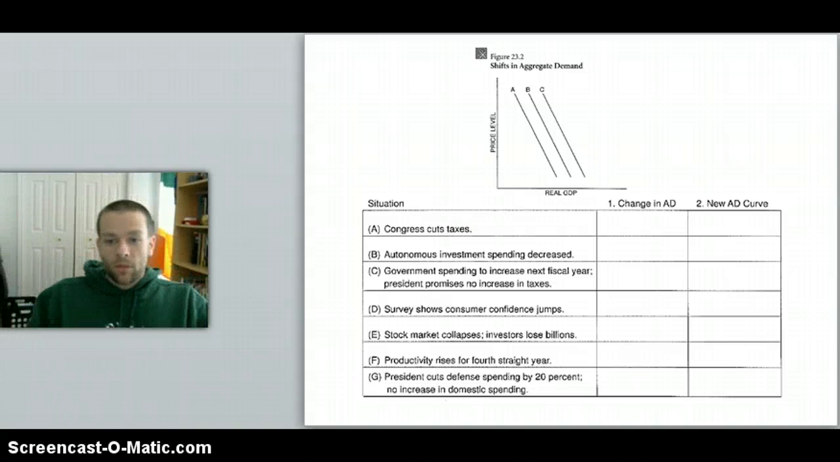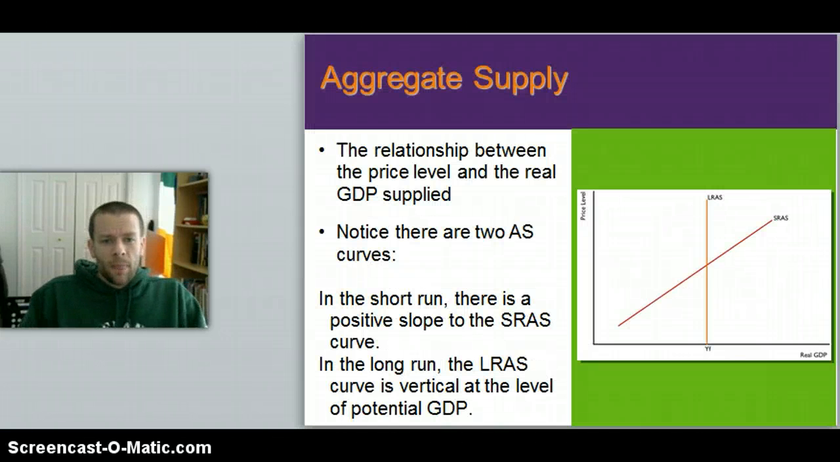All right, so hopefully that was some good review for you guys. You were able to take a look at what happens with aggregate demand. So we can move on here and take a look at aggregate supply. Now, aggregate supply is the relationship between the price level and real GDP supplied. Notice this is different than aggregate demand.